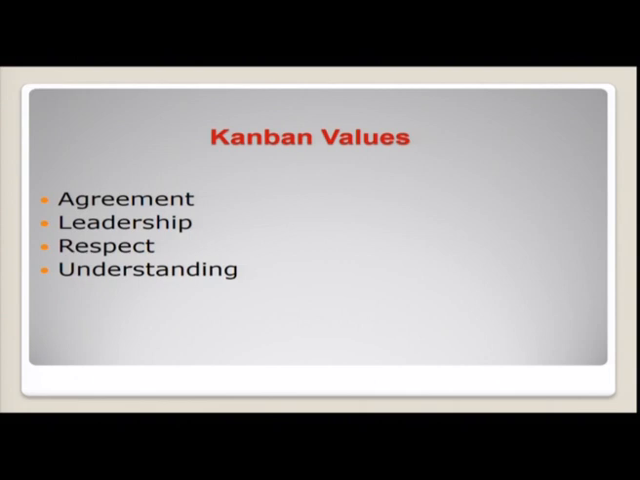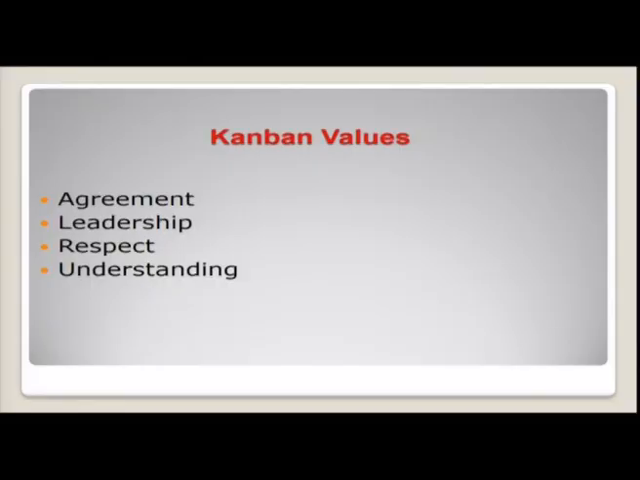Now let us see what are the values that are available in each and every method. First, you have a method called Kanban. As far as Kanban values are concerned, you have values such as agreement, leadership, respect, and understanding. In terms of agreement, what do you mean by agreement? You sign up a negotiation, a contract with the customer, and you work based on the customer's requirements. So you deliver whatever is needed for the customer.